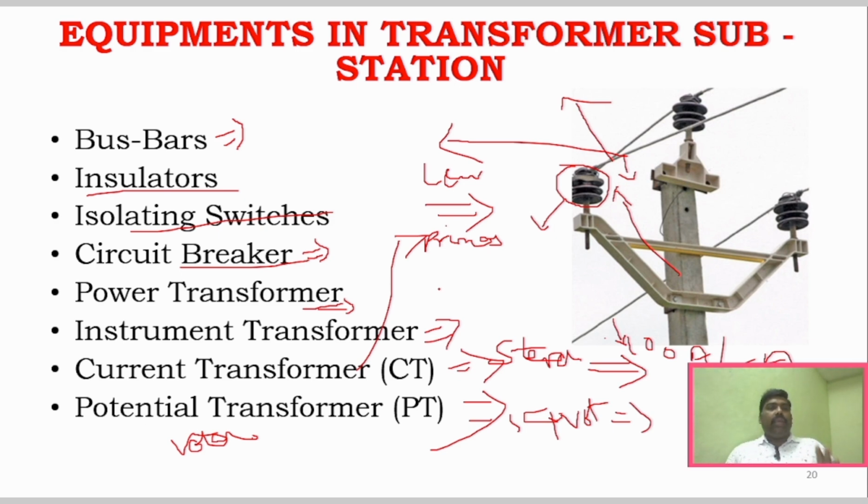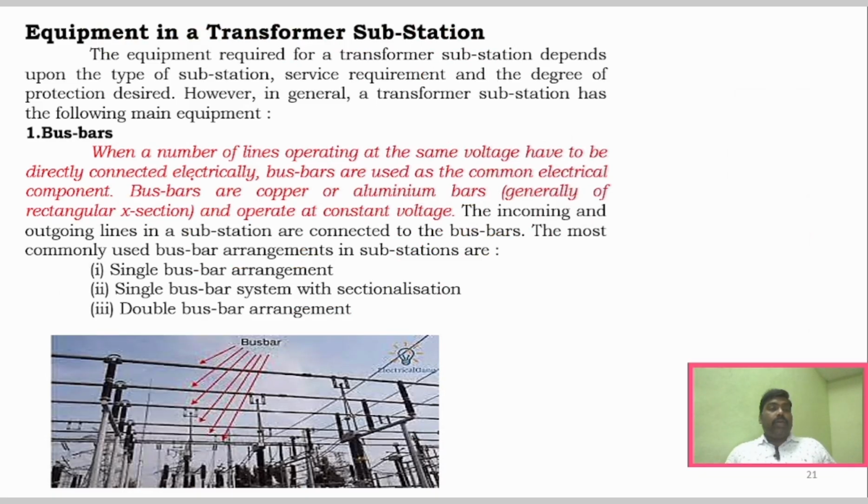So these are the main equipments used in transformer substations. We will see them one by one. So first one, as I said, bus bars. You can see these bus bars, the aluminum lines, right? It is normally used to connect different electrical lines. That is, the number of lines operating at the same voltage can be directly connected using this particular bus bar.